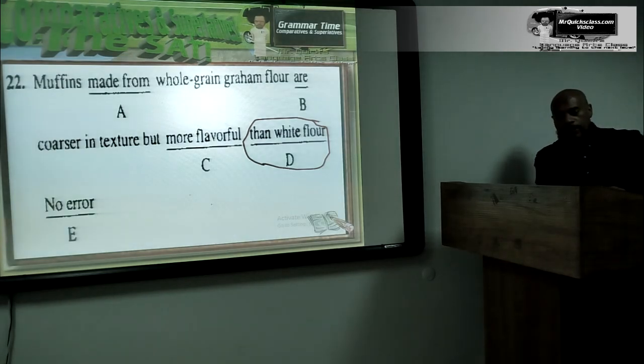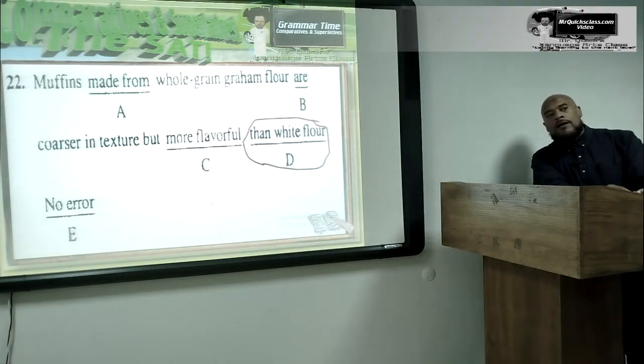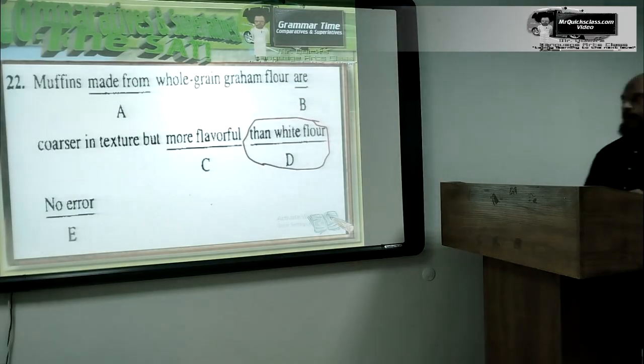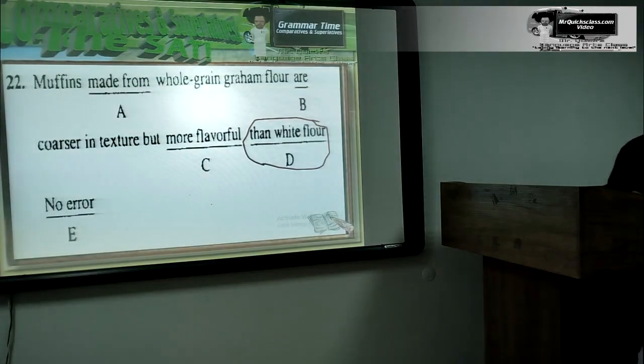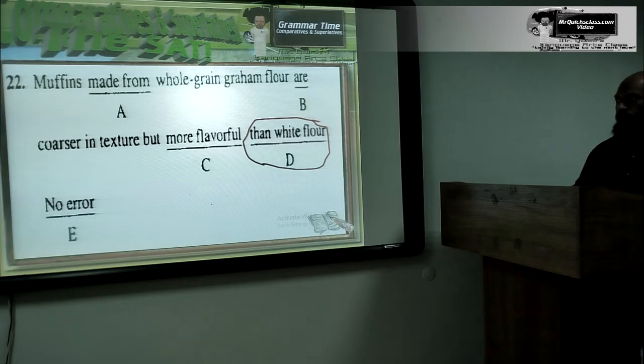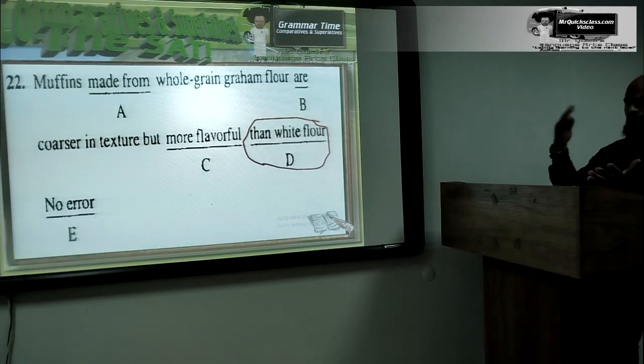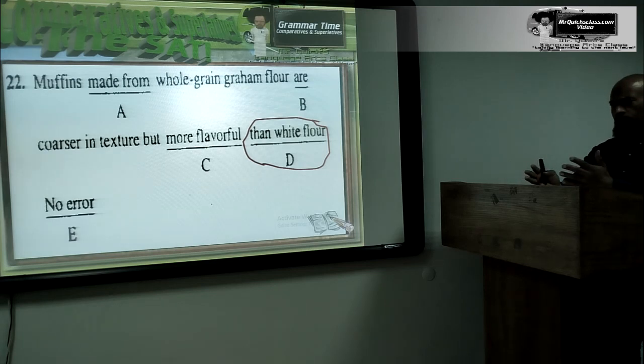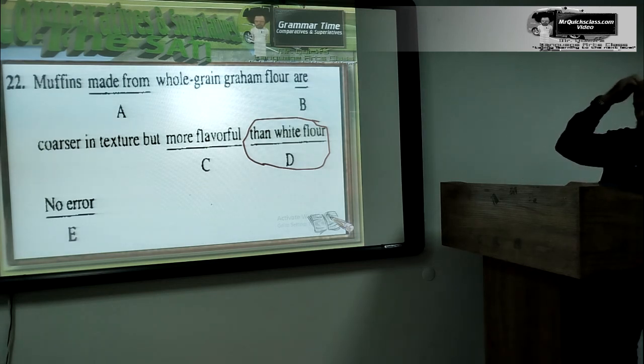What's being compared in this sentence? And compared between green gram and the white gram. Right. So the muffins are more flavorful than what? When it's made with... So muffins with whole grain and muffins with white flour are being compared? Is it being compared here?